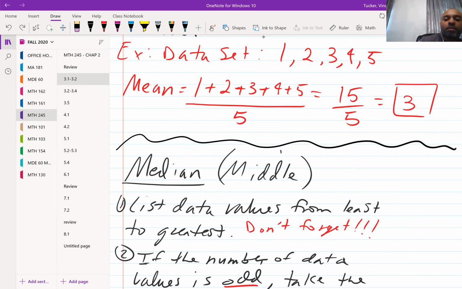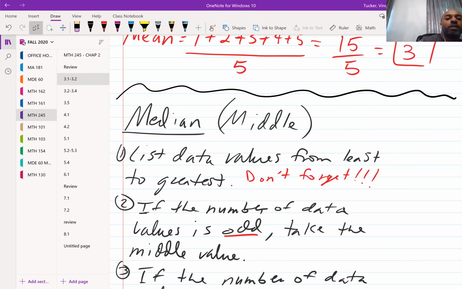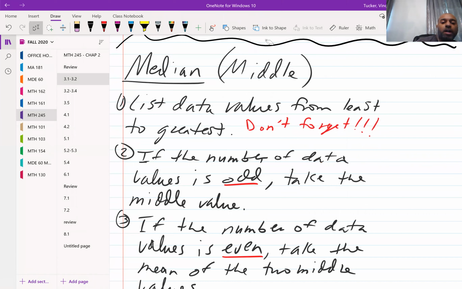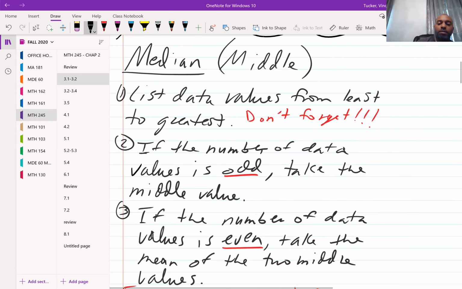So first thing we would do here in order to find the median is you want to list your data values from least to greatest. So see, I said don't forget that. A lot of people for some reason forget that first step. So make sure you don't forget that: the first thing you want to do is list your data values from least to greatest. Then if the number of data values is odd, you would take the middle value. If the number of data values is even, then you take the mean of the two middle values. Find the average of the two middle values.